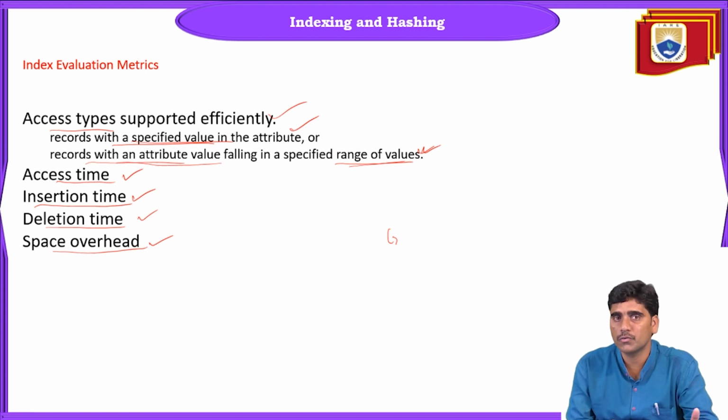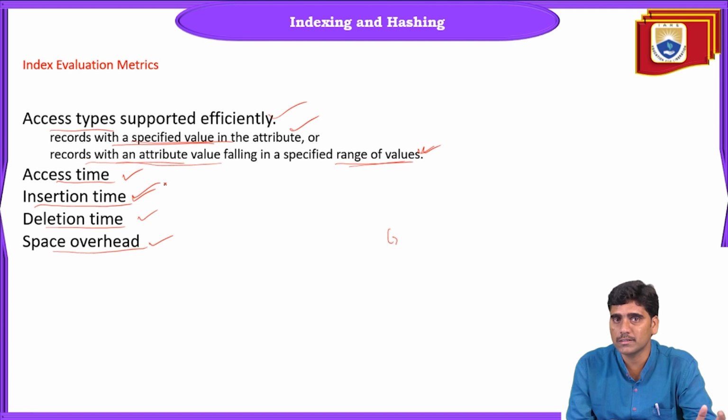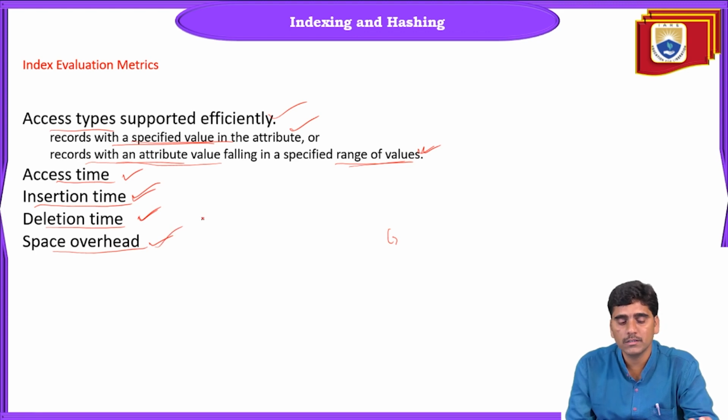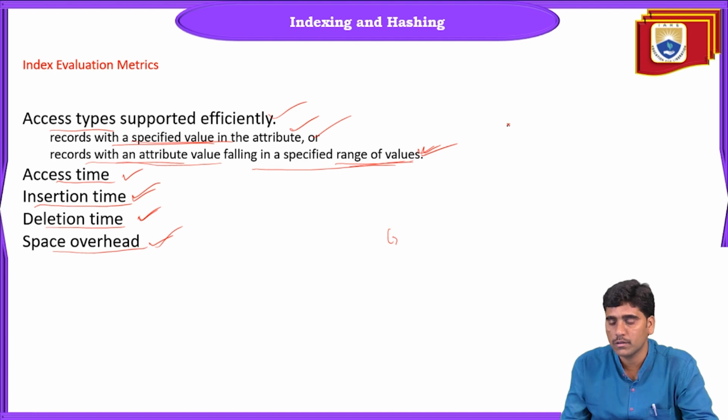On the basis of improving the access time, reducing the insertion time, reducing the deletion time, and reducing the space overhead taken by the device or memory. The access types supported efficiently are records with a specified value in the attribute, and records with an attribute value falling in a specified range of values.